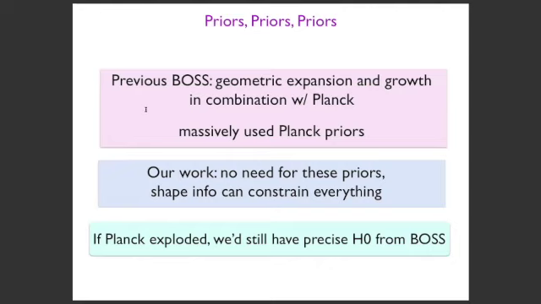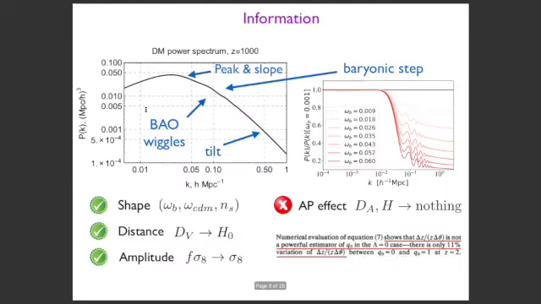In other words, somehow, if Planck exploded, we would still have very precise H0 and omega matter measurements, even without Planck. But okay, hopefully, luckily it didn't explode, and everything's good. But in principle, we had a backup plan. All right, so where does this information come from?